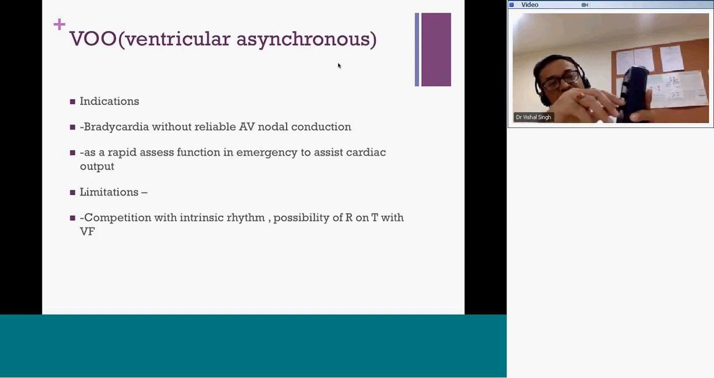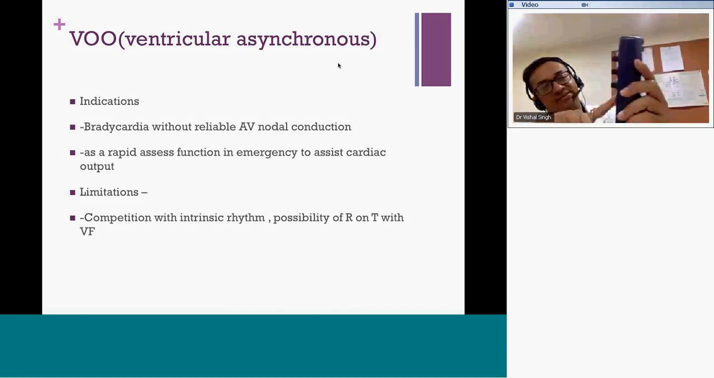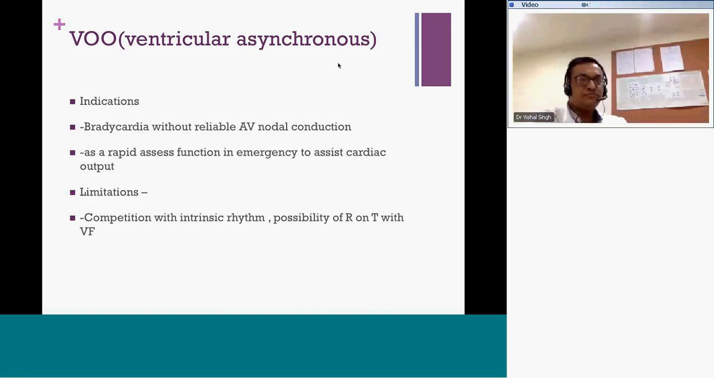Asynchronous. I'll show you on this. Now, for ventricular asynchronous, I have to make the atrial output 0, which I make out here, and increase the ventricular output. Correspondingly, you will see the ventricular sensitivity out here downstairs; increase it and go to asynchronous. This is VOO, as you can see out here.